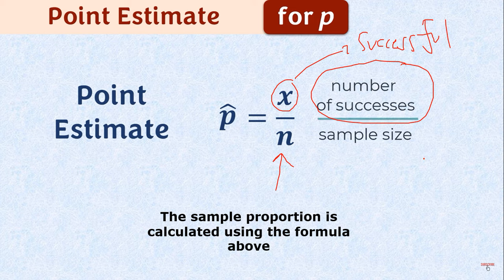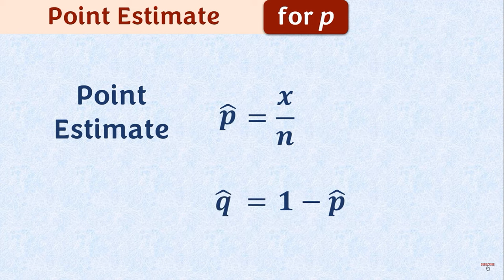Pag opposite, ibig sabihin yun na yung failure. At mamaya, makikita nyo kung ano yung opposite ng p-hat or ng sample proportion. Again, point estimate is same goes with getting the average or the mean. Here is the kabaligtaran ng p-hat. Meron tayong q-hat.